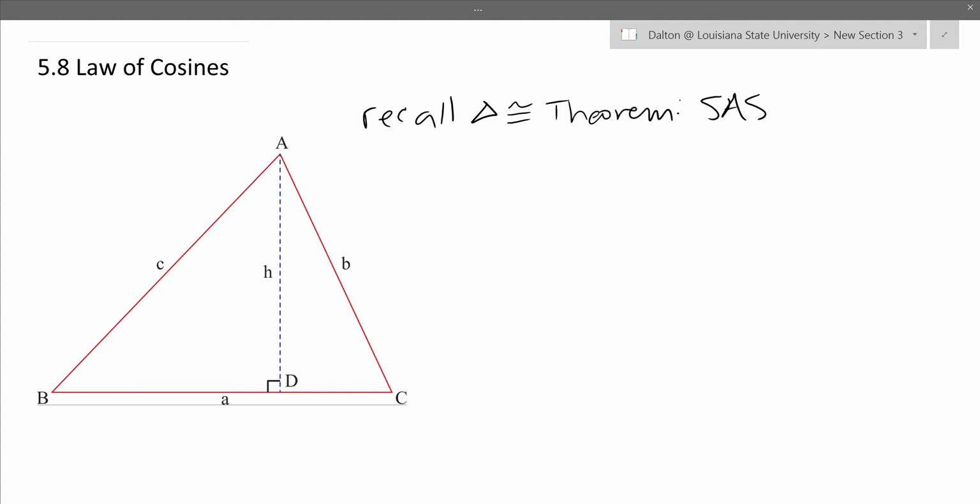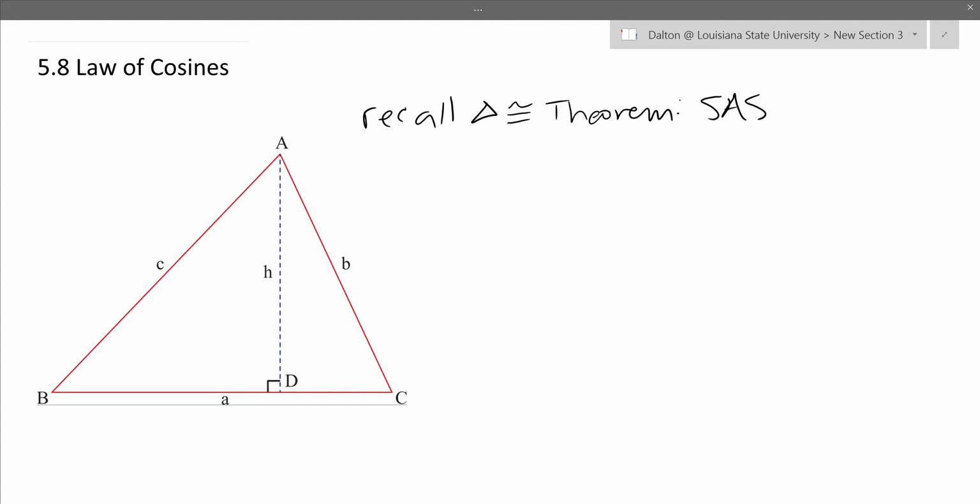So I'm going to prove to you basically how the law of cosines comes about. And there are three of them. So in this triangle here, I've got a regular triangle ABC that's called an oblique triangle. And I dropped an altitude from A down to the bottom, and we called that point D.